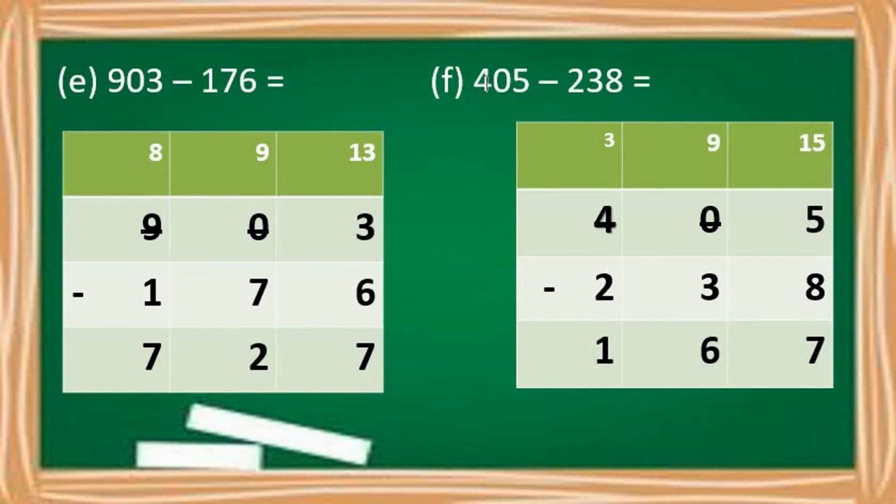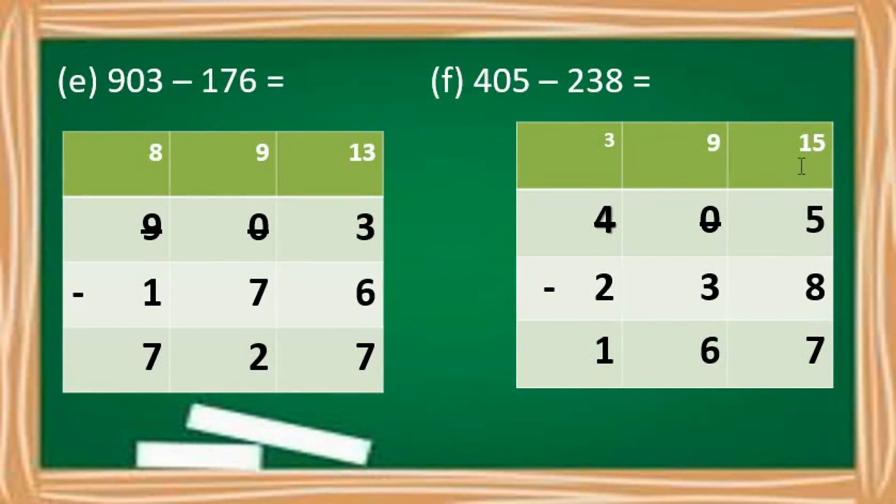727. Okay, and then F. Question number F: 405 minus 238. So 5 minus 8. Is this possible? No, this is not possible.